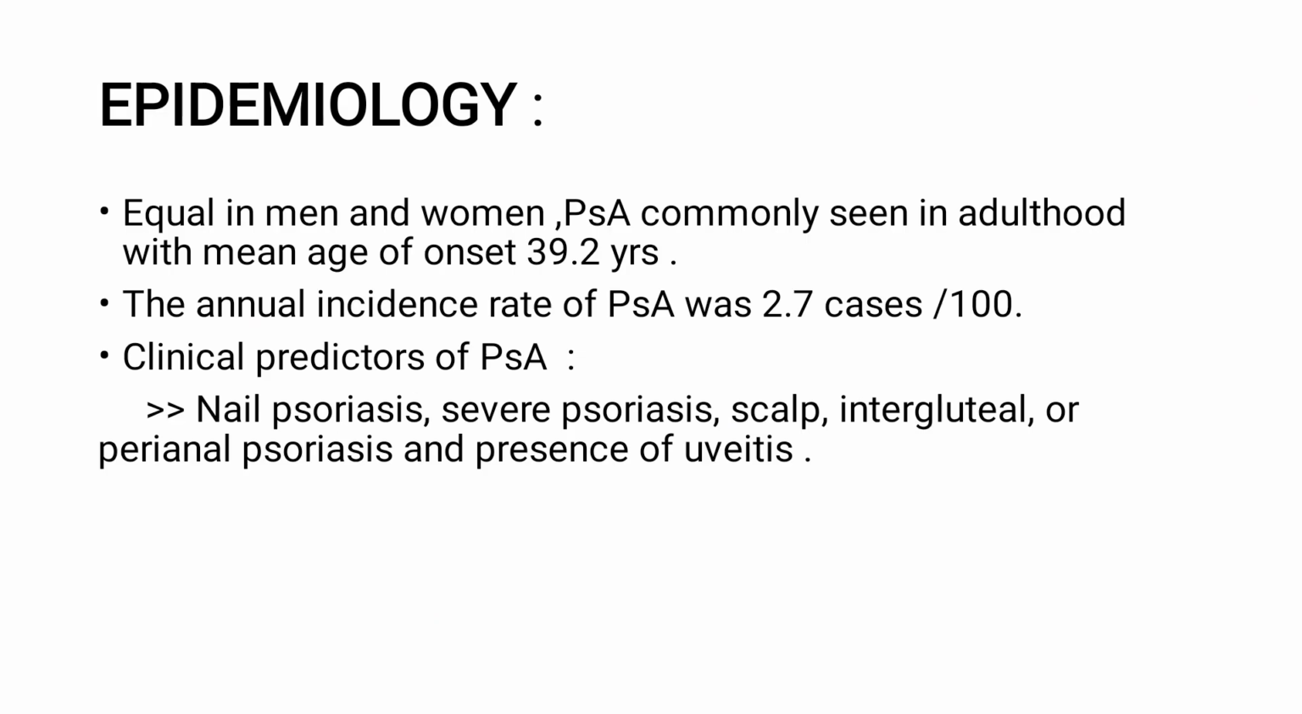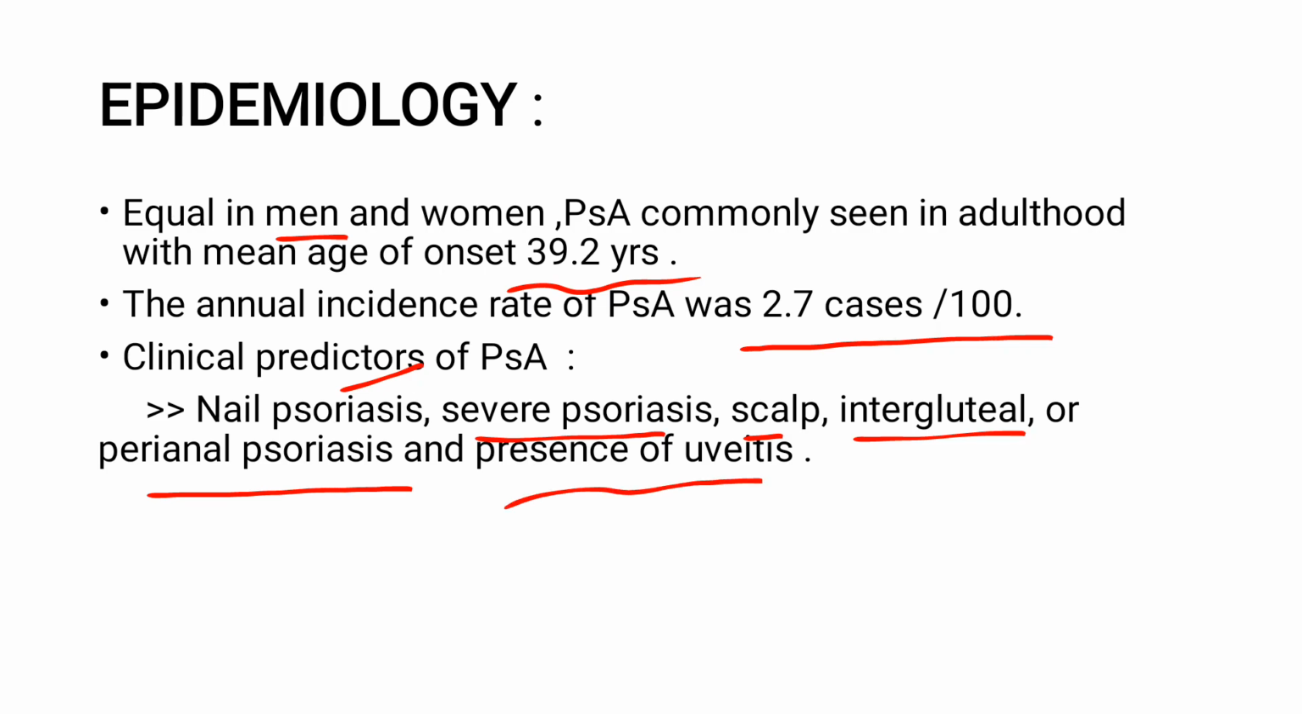Epidemiology of psoriatic arthritis: equal in men and women. Psoriatic arthritis is commonly seen in adulthood with a mean age of onset of 39.2 years. The annual incidence of psoriatic arthritis is 2.7 cases per 100. The clinical predictors of psoriatic arthritis are nail psoriasis, severe psoriasis, scalp and intergluteal or perianal psoriasis, and the presence of uveitis.